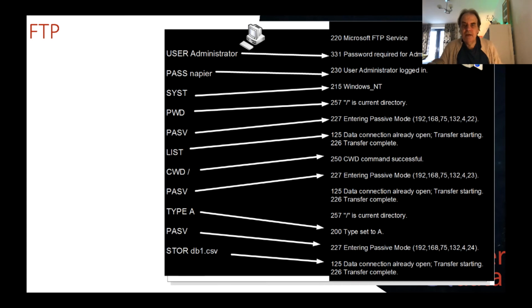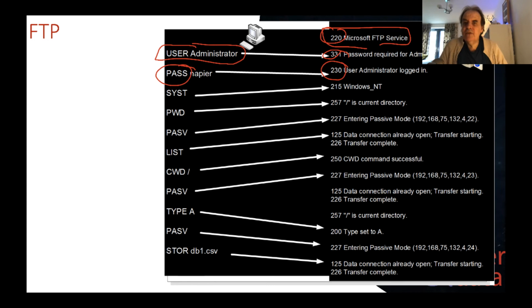Okay, so here's an example. We connect to the server, we get a 200, then we type in the command user administrator, we get a 331, then we enter the password, and we get a 230. 230 means that the user has logged in. Then we do some commands such as show the current working directory.